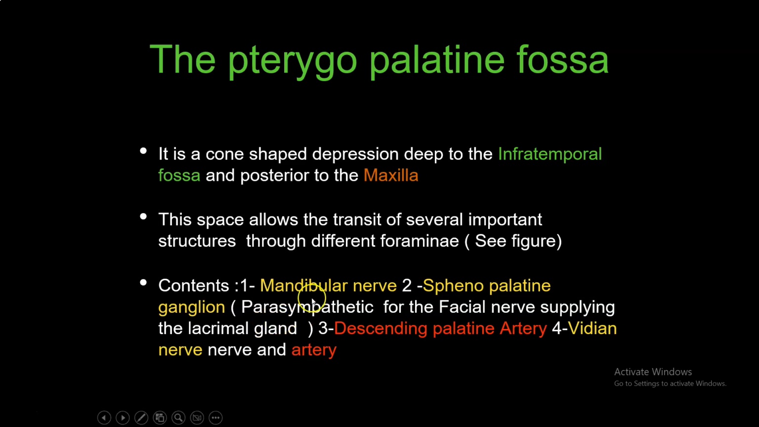So if you injure the sphenopalatine ganglion, you get decreased lacrimation, not stopping of lacrimation, because we have the accessory lacrimal glands. This is from God's mercy that we have accessory lacrimal glands keeping your eye wet. And we have the descending palatine artery, as we'll see, and the Vidian nerve and artery, or the pterygoid artery and nerve. So these are the contents: a nerve, a ganglion, and two arteries, descending palatine and Vidian.